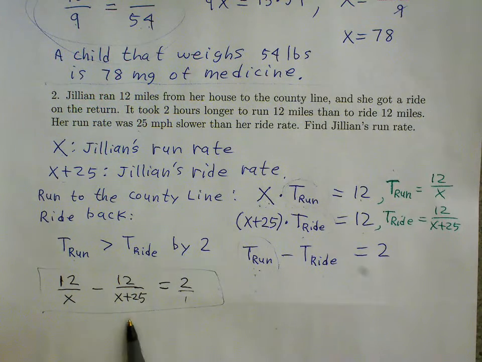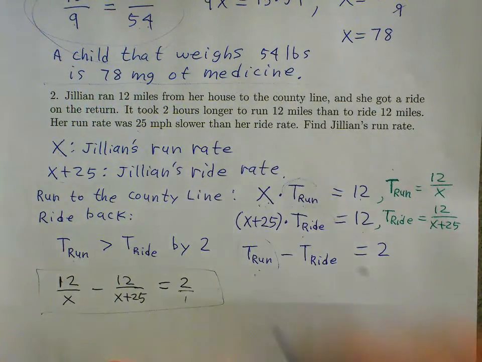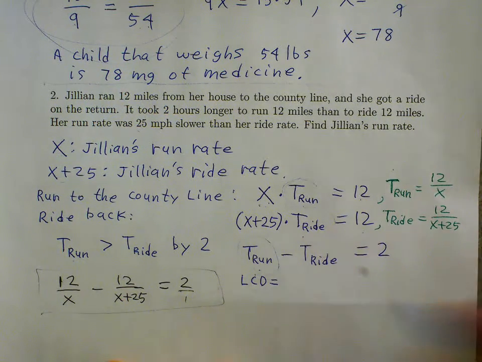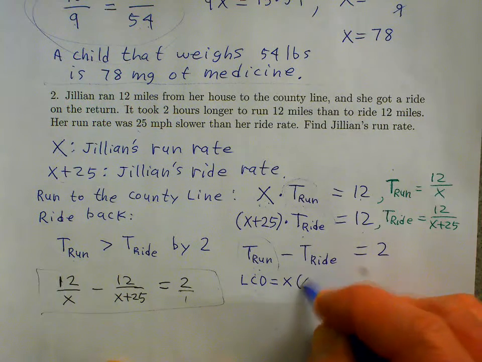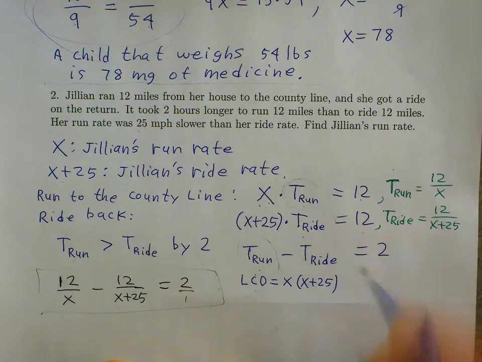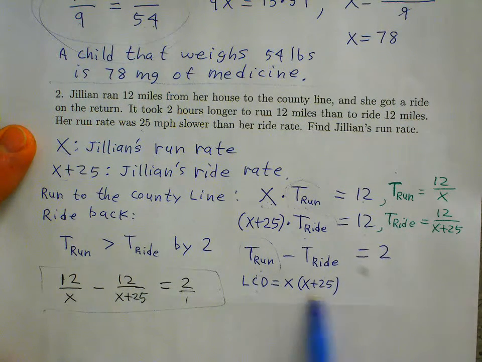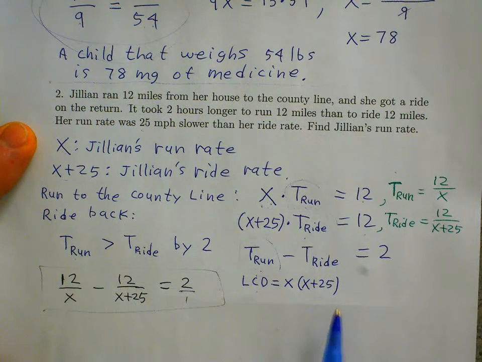The least common denominator is x times x plus 25. Least common multiple of the denominators is x times x plus 25. So we're going to multiply every term on both sides by the least common denominator. That will clear the denominators, and then we'll have a quadratic equation to solve after that.